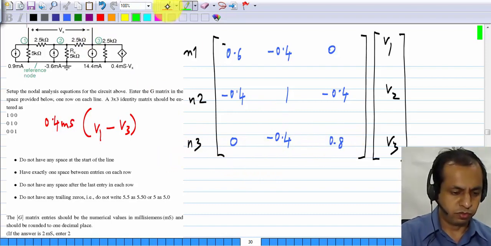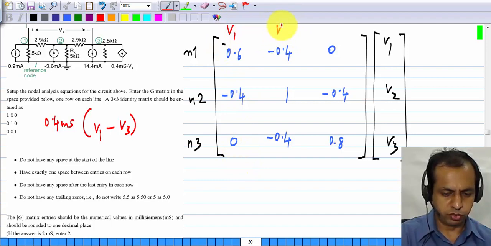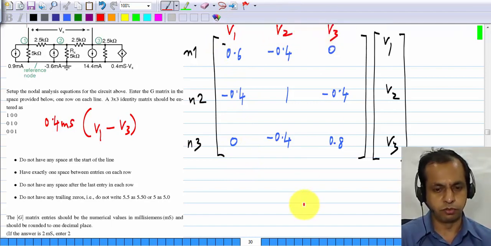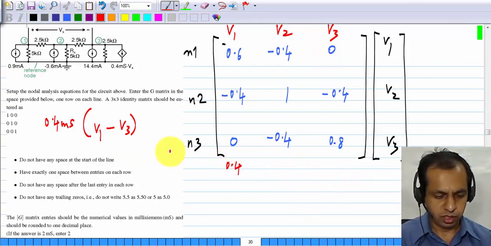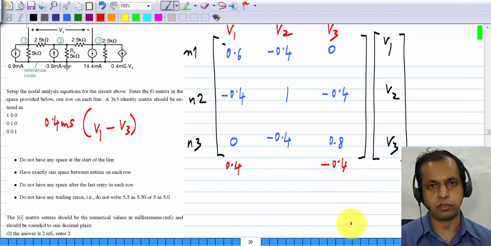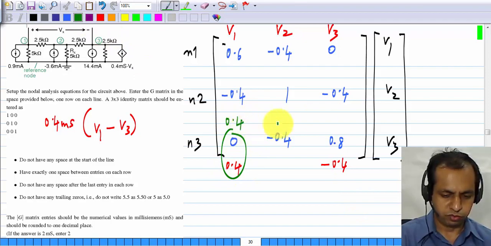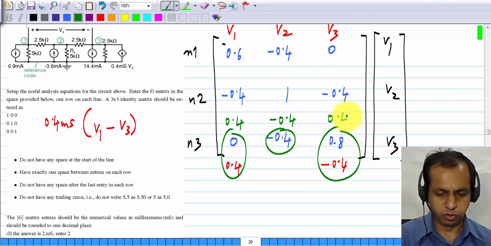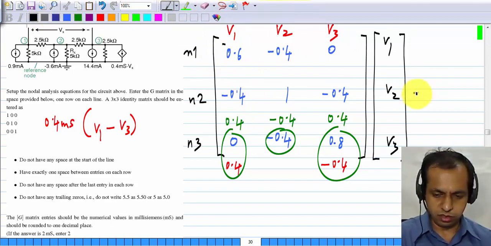So what will we have? By the way, this will be the coefficient of V1, this will be the coefficient of V2, and this column is for V3. So to node 1 we have plus 0.4, and node 3 we have minus 0.4. If you sum them together you will have 0.4, this will remain as it is, and this will also be 0.4. So the three rows are this, this and that, and that's what you have to enter as the answer. And you need this for the next part.